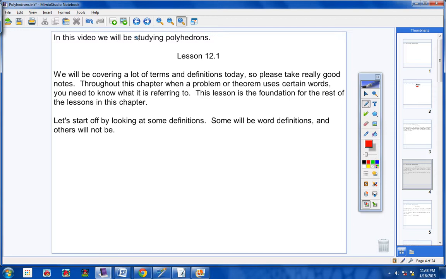Let's start off by looking at some definitions. Now, some of these will be word definitions, of course. When I say word definitions, those are ones you'll have to memorize and be responsible for in a test or a quiz, and others will not be, okay? So, first of all, this is one that you need to be responsible for. So go ahead and copy this in your notes, and this is one that I will put on a test or a quiz. A polyhedron is a solid that is formed by polygons. A solid that is formed by polygons. Please copy that down. A polyhedron is a solid that is formed by polygons.